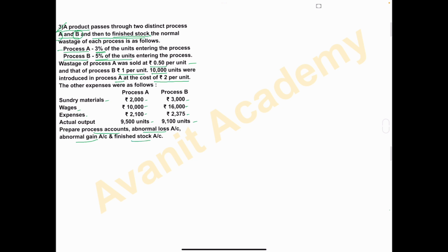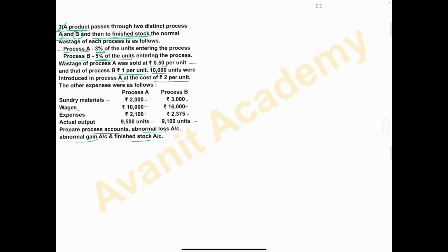So in this problem, what we have to prepare? Process account, that is process A and process B accounts, abnormal loss account, abnormal gain account, and finished stock account. So it is a complete problem. In this problem, we will cover all the topics, that is preparing the process account, calculation of normal loss, calculation of abnormal loss, abnormal gain, and we will prepare the finished stock account. So this is a complete 15 marks problem. So we'll start the solution.